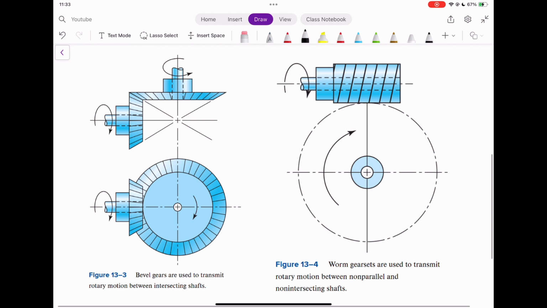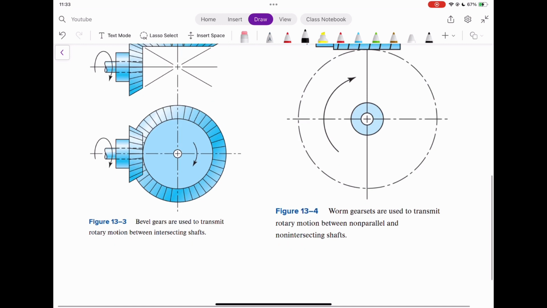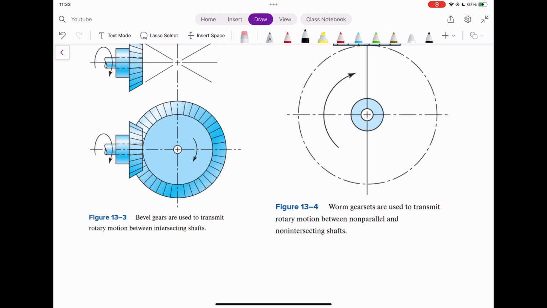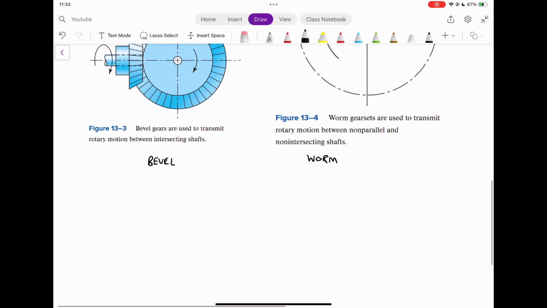And the worm gear is a special type of gear that looks like a screw basically and rotates a circular gear within that screw type. So I'm just going to write down bevel and worm here so that we have the reference. And what we're going to do in this specific chapter, on gears general, is we're going to study different things about the gears.